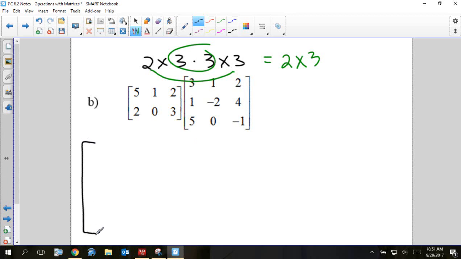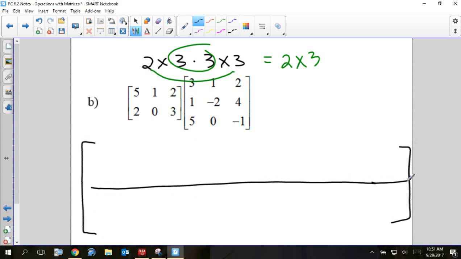So I'm going to have 2 rows and 3 columns. Okay, so I just made a big, like a table kind of, a 2 by 3 table. And then once I find the answer, then I'll get rid of all the lines.